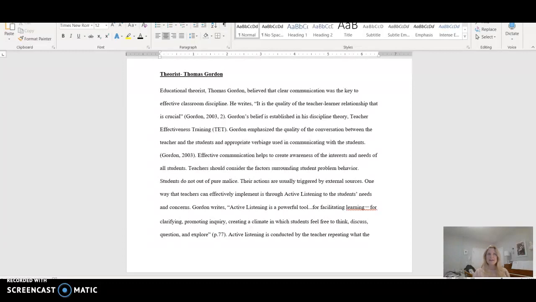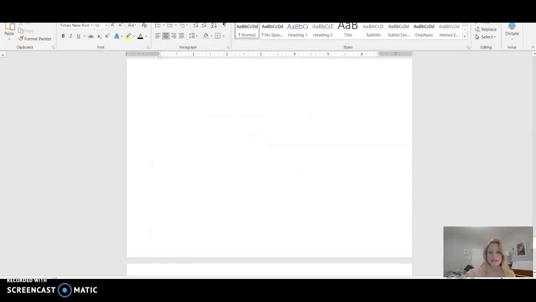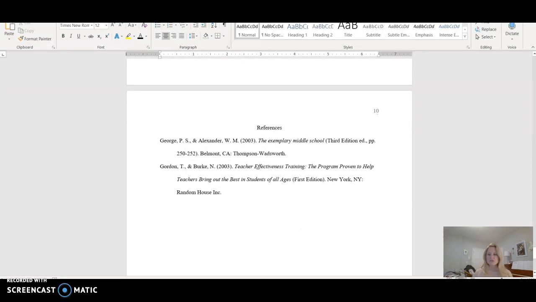And it really then brings the whole thing full circle, so that it gives reason to why she wrote her rules, consequences, and expectations the way she did. And that's it. You do not need a conclusion. And then she has her two sources that she referenced here in APA format.